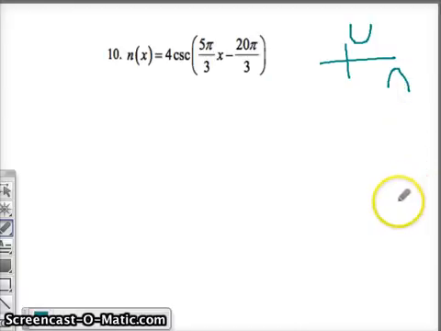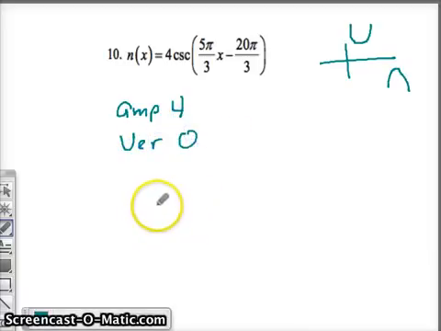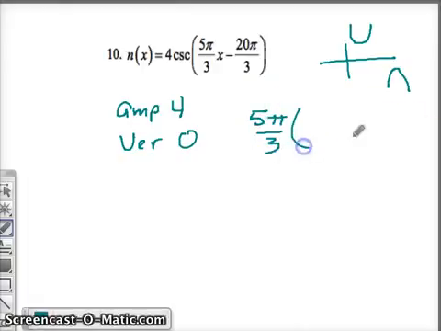Okay, but first of all, let's find the amplitude. The amplitude is 4. There's no vertical shift, so that's 0. And the problem we're going to have is finding the horizontal shift and the period. Let me give you some advice. Factor that 5 pi over 3 out. Okay, you're going to have x minus something.